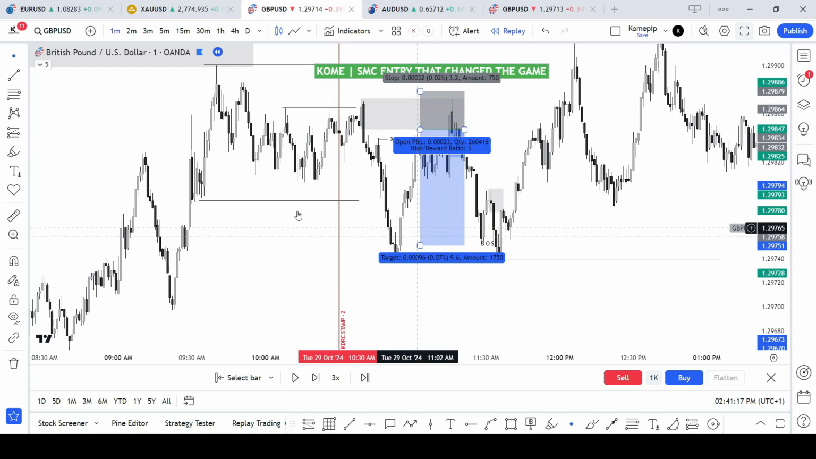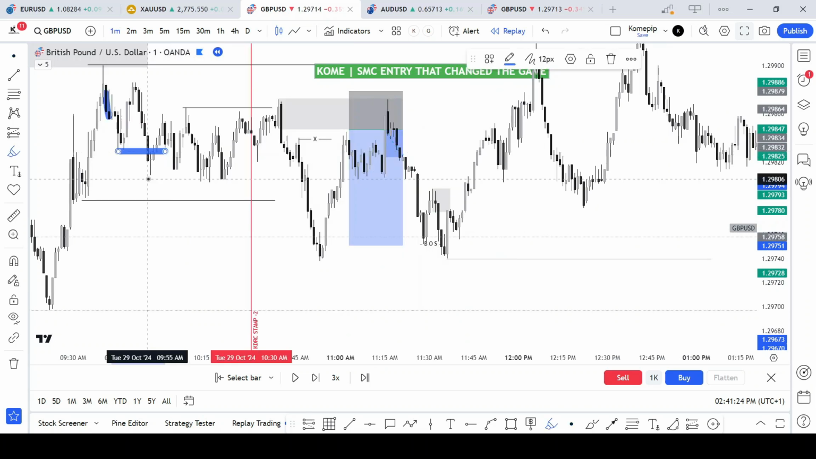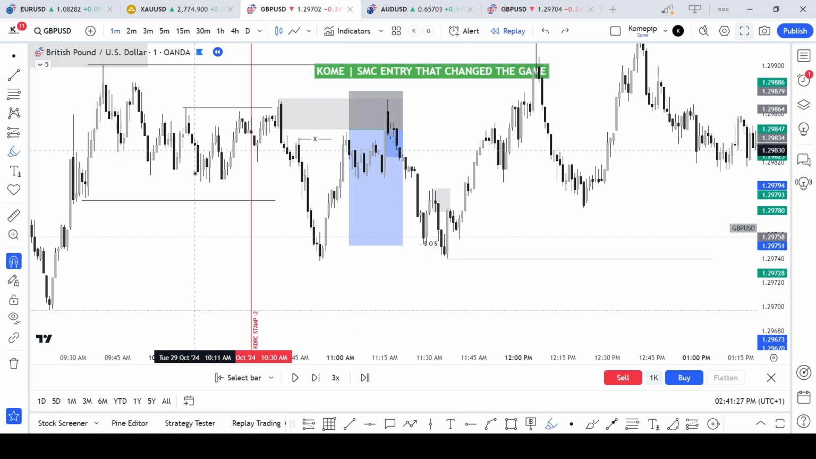This is not break of structure. This is not break of structure. And this is where many of you get it wrong. All of these are just single move. So simply put, this is exactly what we have.